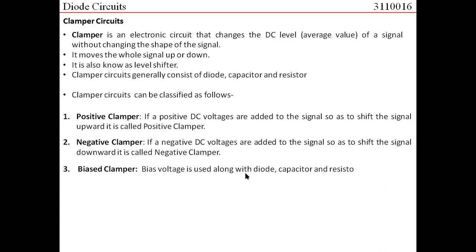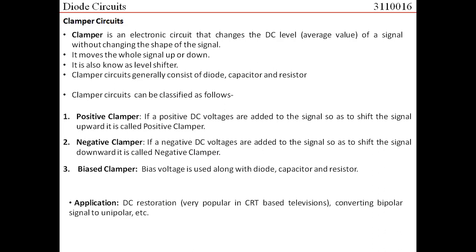We may also have clamper circuits where I would be using an additional voltage source. Such type of clamper circuits are called biased clampers. So such circuits would have a voltage source along with a resistor, capacitor, and a diode. What are the popular applications where we can find clampers? In fact, clampers are found at a number of places. They are basically called DC restoration circuits.